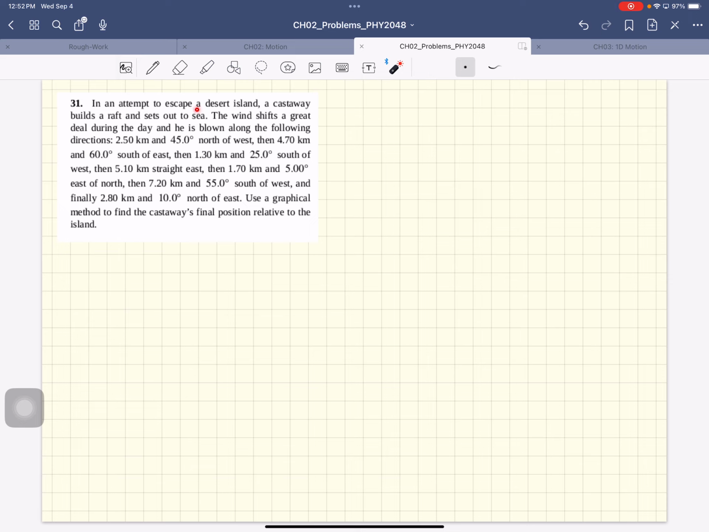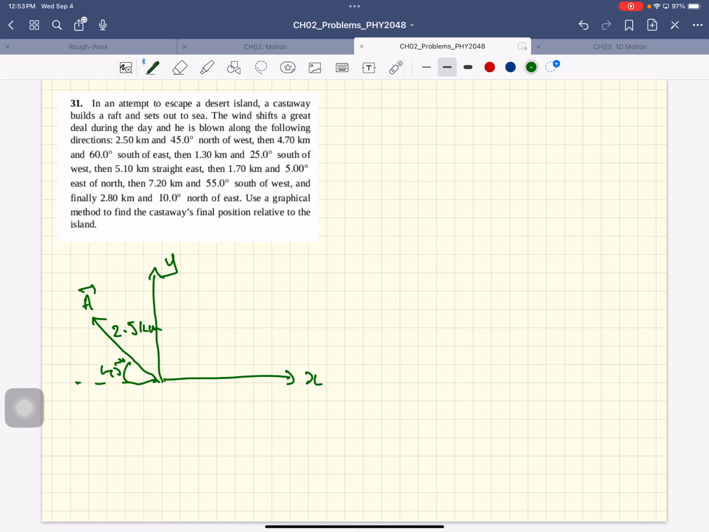In an attempt to escape a desert island, a castaway builds a raft and sets out to sea. The wind shifts a great deal during the day, and he's blown along the following directions. 2.5 kilometers, 45 degrees north of west. So the first vector, this is north, this is west, 45 degrees north of west. That would be 45 degrees, and we'll call that A, and the magnitude is 2.5 kilometers.